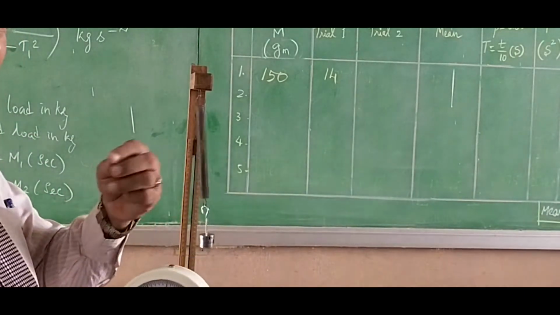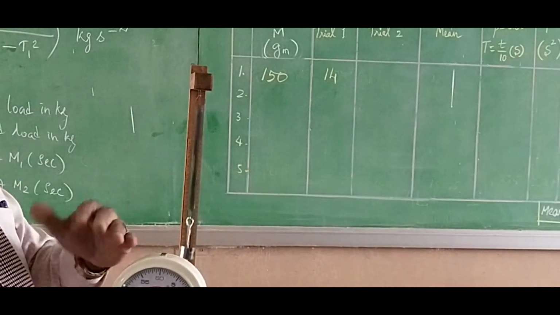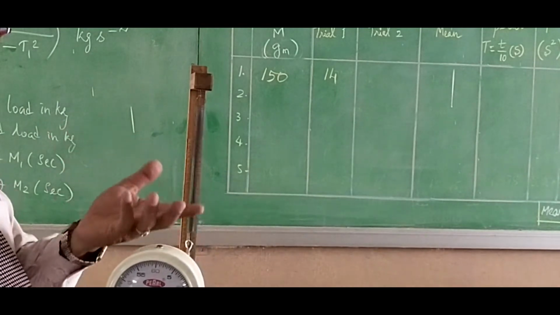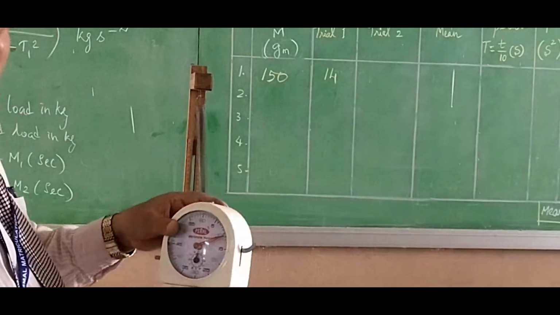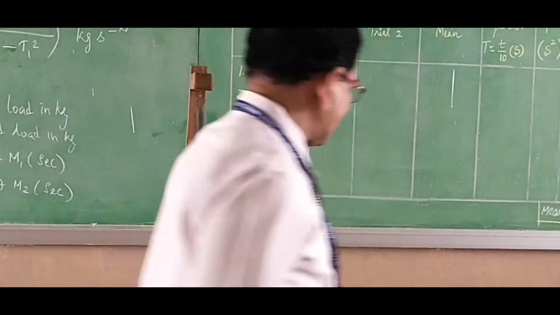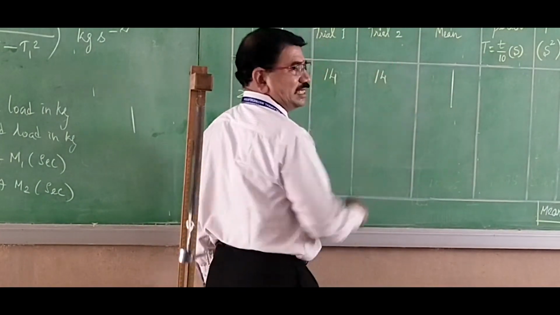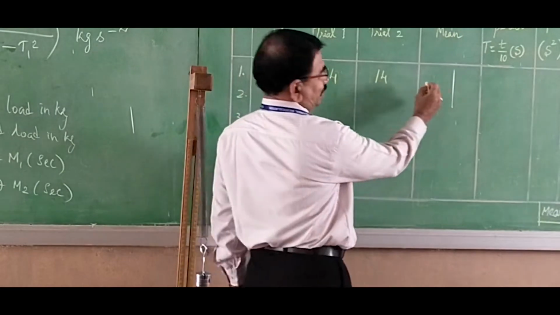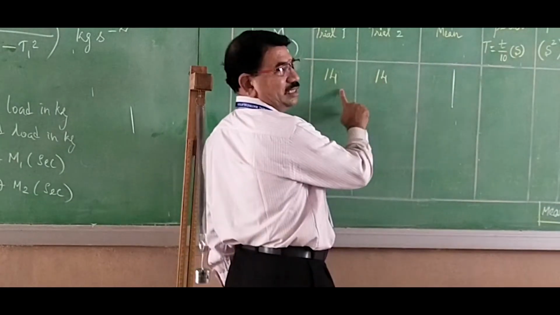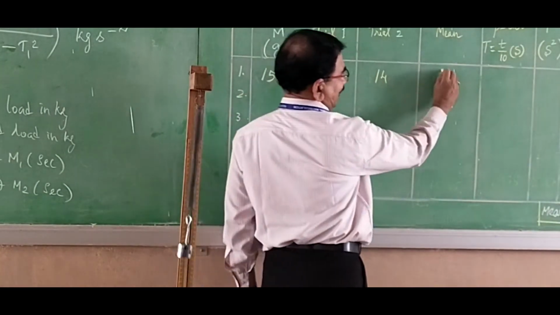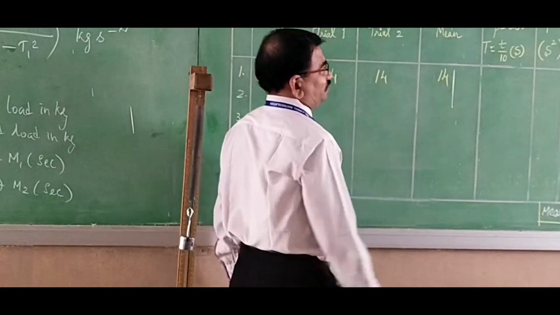Sometimes I get slightly changed. So 14 seconds, I get 15, or sometimes I get 13 also. But luckily I got 14 here. So I am going to enter it again. Trial 2 also 14 seconds. Then, again add both trial 1 and 2, divided by 2, and this will get 14 seconds.